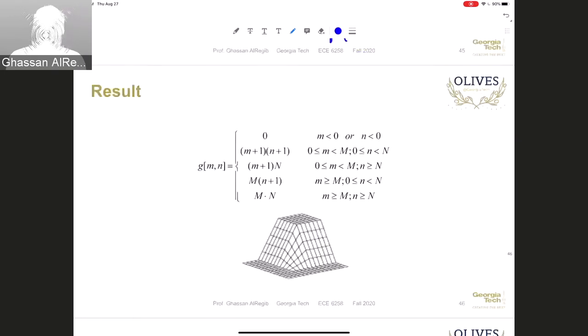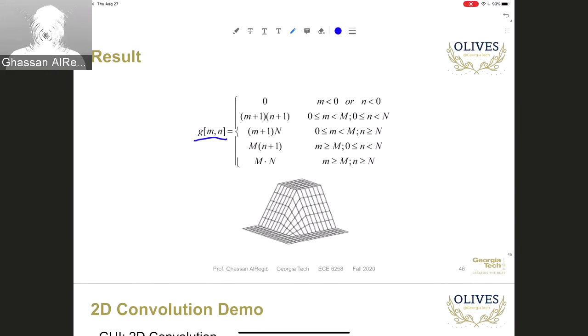We can put all the cases together. And now we have g of m and n is zero for negative m and n. Then we have m plus one times n plus one when both m and n are within the range of the dimensionality, or the size, of f. And then when we have complete overlap in one direction or the other, we have these values. When we have a complete overlap, we have capital M times capital N, which is a fixed value. And if you plot this in the two-dimensional case, using a mesh, you will see this plot in here. So this is where you have zeros, and then this is the transition in one direction, and then another direction.